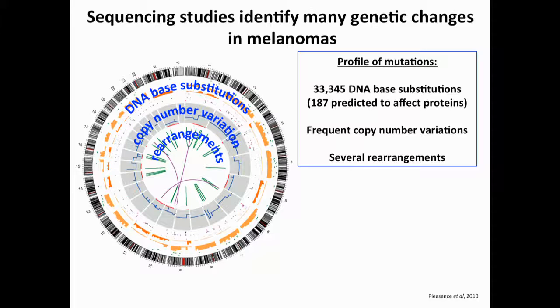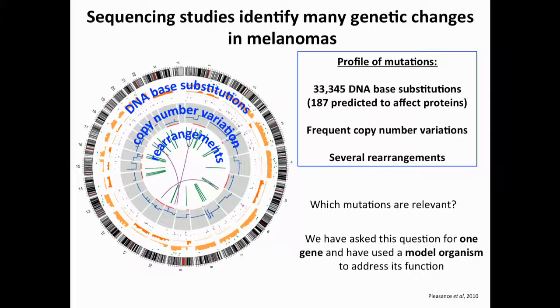Here in this image, you can see the representation of the sequencing of only one melanoma. From the comparison between the tumor and the normal tissue, throughout the genome, they were able to identify several DNA-based substitutions represented in orange, several copy number variations, and several rearrangements in green. But the question that needs to be addressed is which ones of these mutations are really relevant? We focused our interest in one particular gene, and we used a model system to address its function.